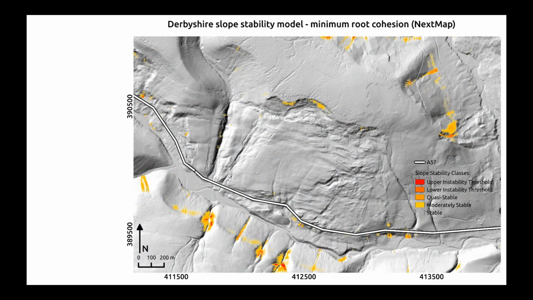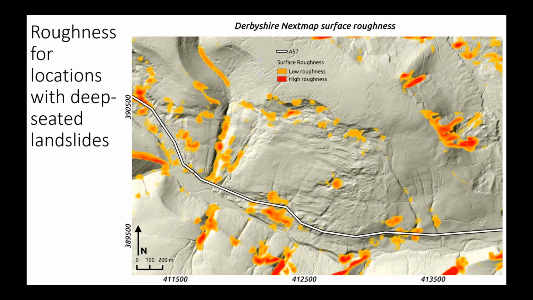Again, this is a minimum root cohesion model on the next map data, and you get very little highlighted sites, although there are some sites that have been highlighted as risky. And we also have another method that we can use. In one method, we look for slope stability of shallow slides, but we can also look for areas that are particularly topographically rough, and that can give some sense as to older, deeper slides. Again, this is only as good as the topographic map.